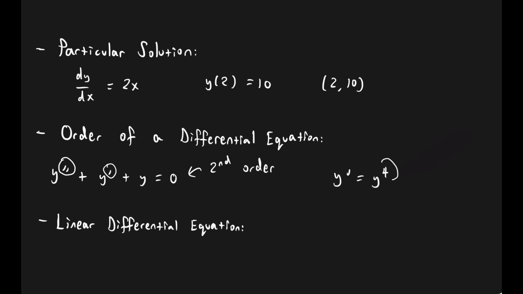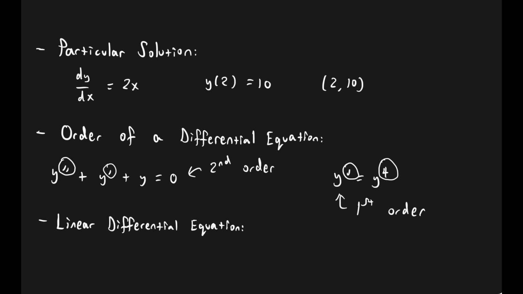However, this is not a derivative term. This is just an exponential term. It's y raised to the fourth power. The only derivative term we actually have in this equation is this first derivative term right here. So this is actually a first order differential equation because the highest order of derivative we see is a first derivative. Now, our final term is linear differential equation.